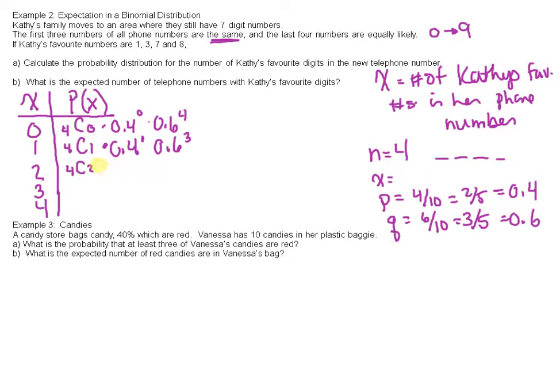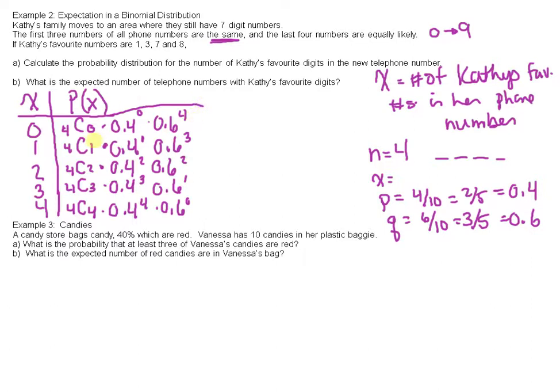4 choose 2. And you can see a pattern starting. 0.4, 2 are successes, 0.6, 2 are failures. 4 choose 3, and this one I know is going to be 4 choose 4. Okay, 0.4, 3 are successes, and 0.6, 1 is a failure. Okay, 4 choose 4, 0.4 to the 4, 0.6 to the 0. This is beautiful. So this is the probability distribution of the number of Kathy's favorite digits in her new telephone number.